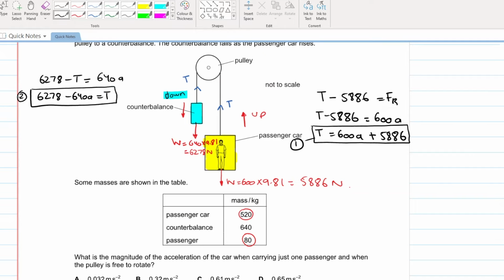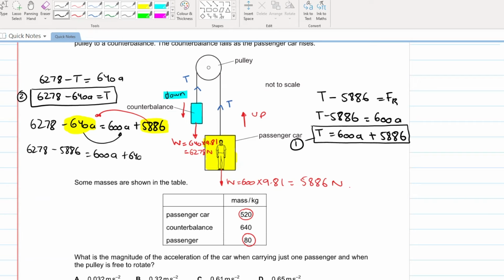You have equation 1, you have equation 2. Can you solve them simultaneously? Yes. 6278 minus 640A is equal to what? 600A plus 5886. Let's bring this negative 640A towards the right hand side. Perfect. And let's take this 5886 towards the left hand side. Perfect. What will happen? 6278 minus 5886 is equal to 600A plus 640A.